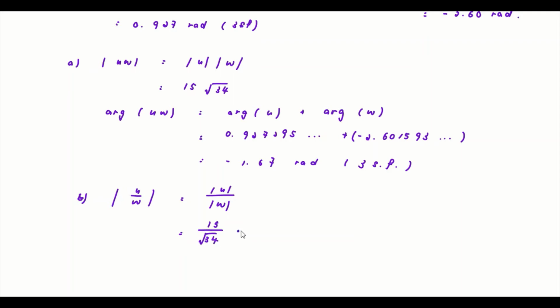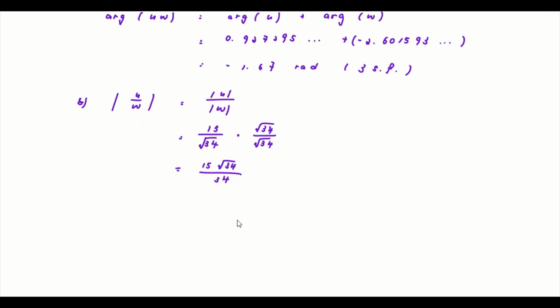Alright, so just try to rationalize it. So we are able to get our answer 15 square root 34 over 34. Okay, then after that, for the next one, the argument for U over W. For the argument just now, it's minus, right? So argument U minus the argument for W.